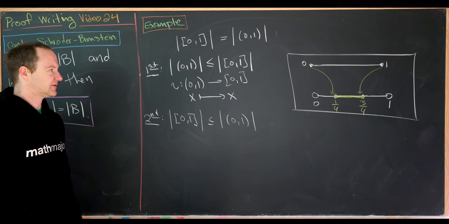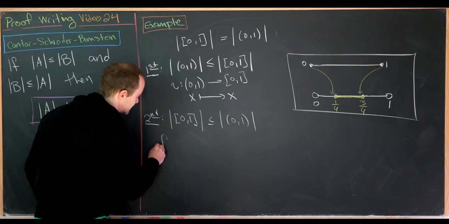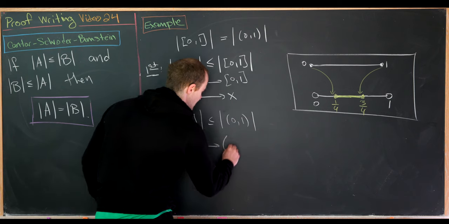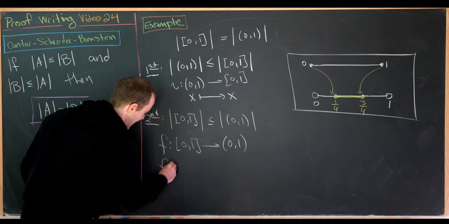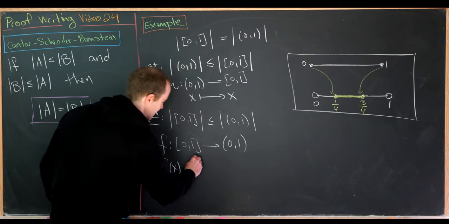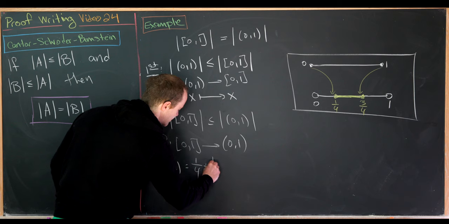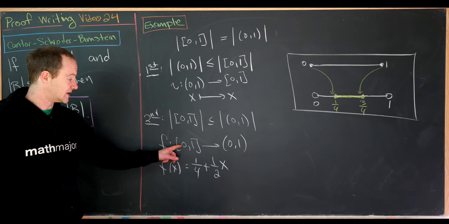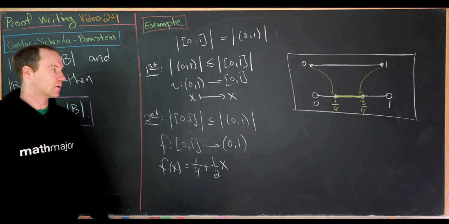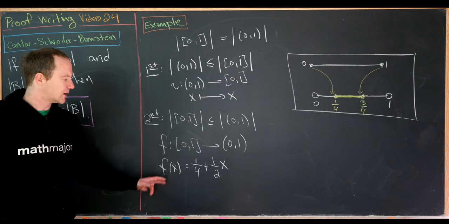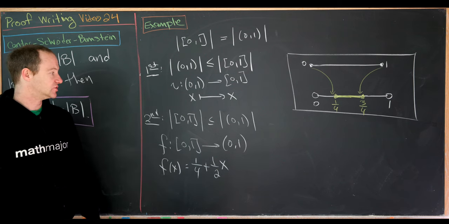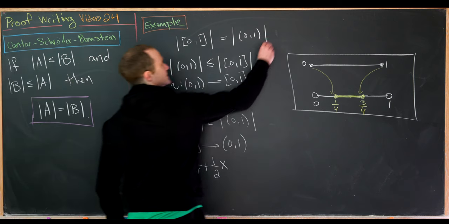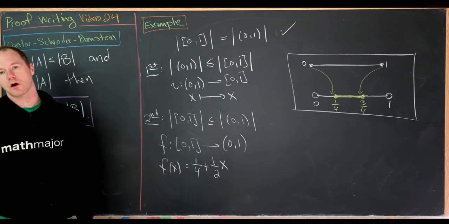So now we've got to construct a function that does that, but that's not too difficult. So let's define f from the closed [0, 1] into the open (0, 1) by f of x equals 1/4 plus 1/2 times x, and that'll do it exactly. So let's notice that it takes the point 0 to 1/4, 1 to 3/4, and then scales everything in between. And that's clearly a one to one function, which I'll let you check. Okay, so now putting these two things together, we have our result that these two have equal cardinality.